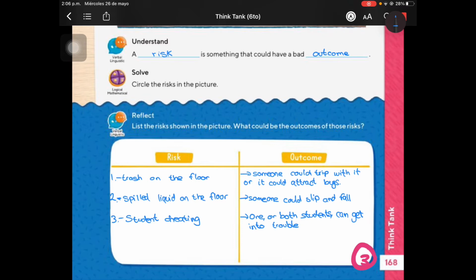Now, there is another potential outcome just for cheating. Even if you are not caught, even if the teacher doesn't come in and sees you cheating, another potential outcome for you cheating on an evaluation or on anything is that you are not learning.